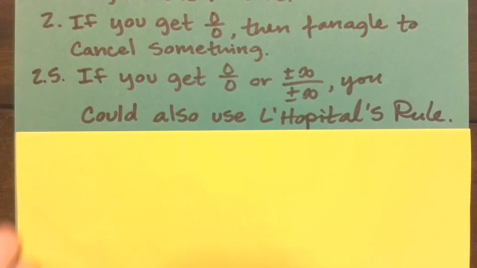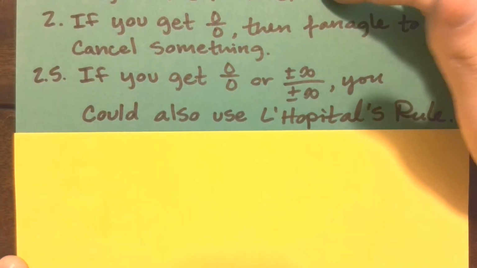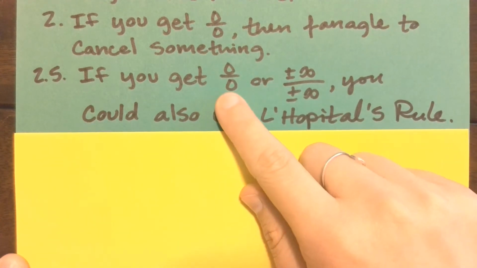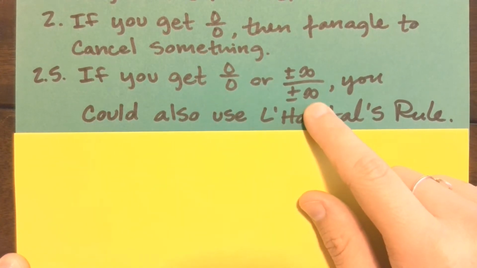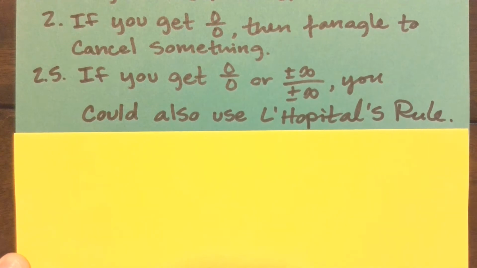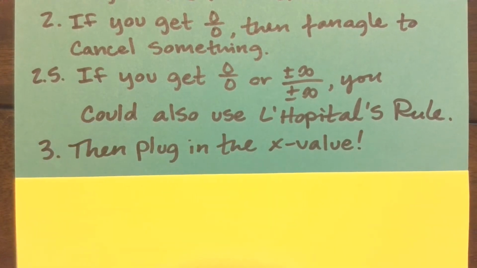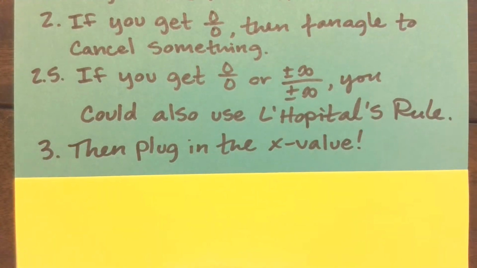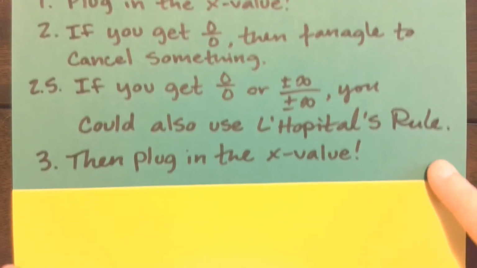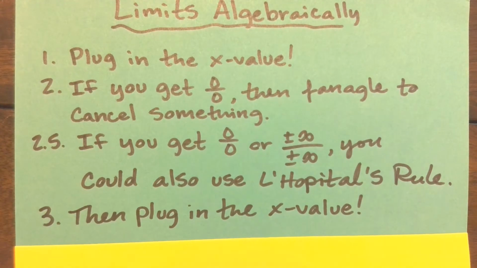Your other way that you could attack this, if you plug it in and it doesn't work out, if you've got 0 over 0 or plus or minus infinity over plus or minus infinity, you could use L'Hopital's rule. That is really only useful if the top and the bottom are easy to differentiate. And then our last step, once you've either finagled or you've used L'Hopital's, our end step is again trying to plug in that x value to see what y value comes out.